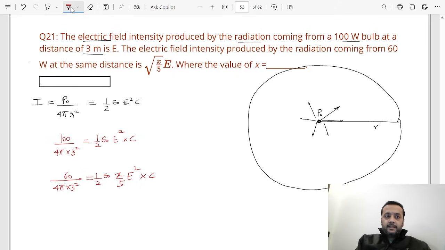Now if I take the ratio of these two equations, this will get cancelled, this will also get cancelled, E square will also get cancelled. 100 by 60 will become 5 by 3, and from here we will get 5 by x. So from here we can see that x will become 3. All right, so the value of x will be 3.